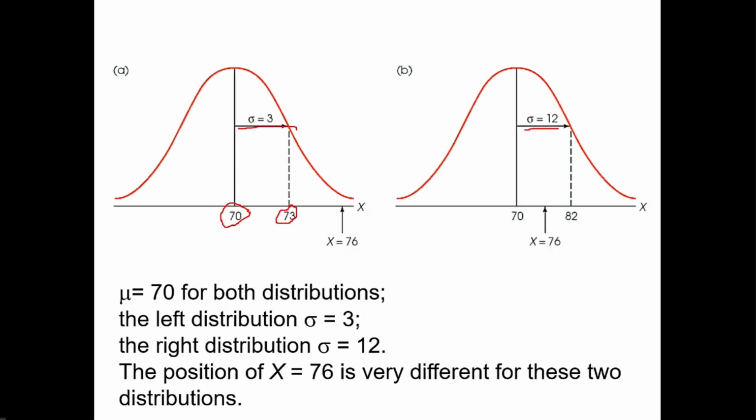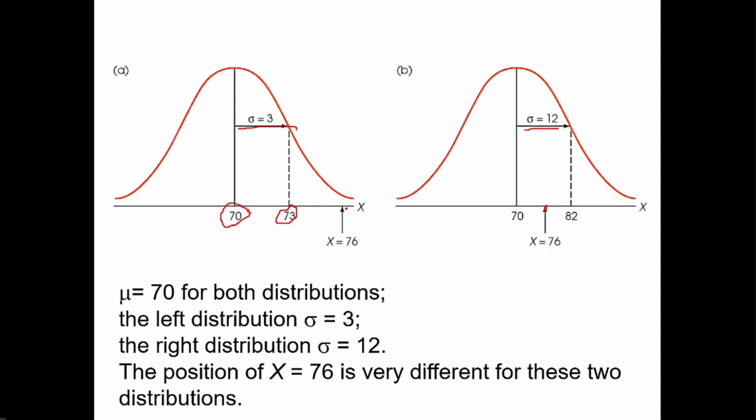So if we have a score of 76, it's much further away in this one on the left because it's 2 standard deviations away. In this distribution, it's half a standard deviation away. So it's very different distributions. And so when we're asking the question, what does the score of 76 mean? We need both the mean and the standard deviation.